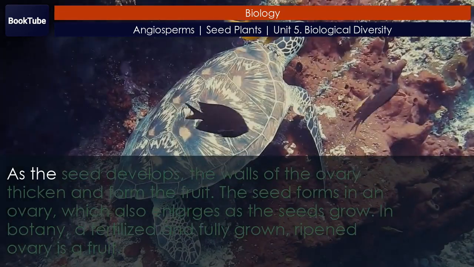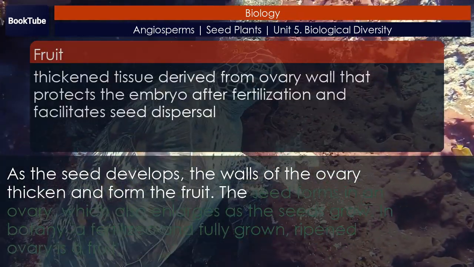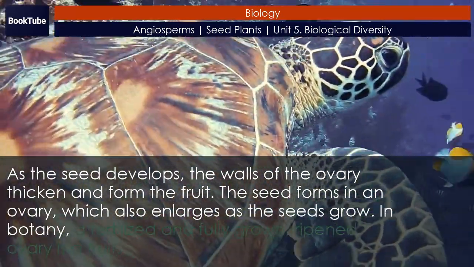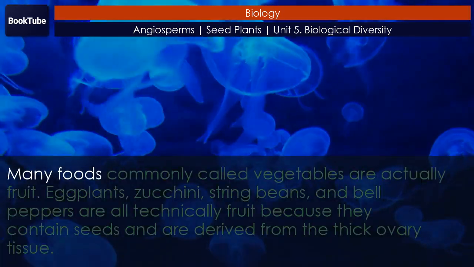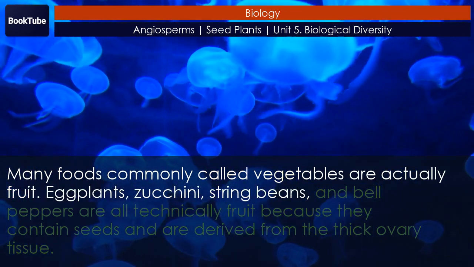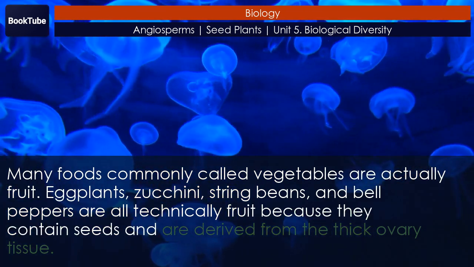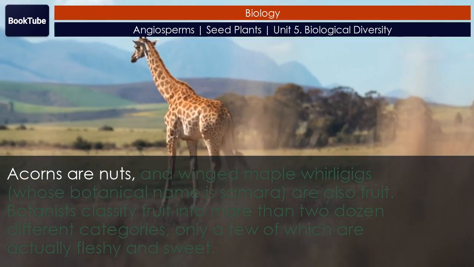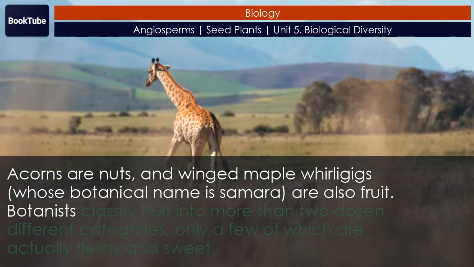Fruit. As the seed develops, the walls of the ovary thicken and form the fruit. The seed forms in an ovary, which also enlarges as the seeds grow. In botany, a fertilized and fully grown, ripened ovary is a fruit. Many foods commonly called vegetables are actually fruit. Eggplants, zucchini, string beans, and bell peppers are all technically fruit because they contain seeds and are derived from the thick ovary tissue. Acorns are nuts, and winged maple whirligigs, whose botanical name is samara, are also fruit.